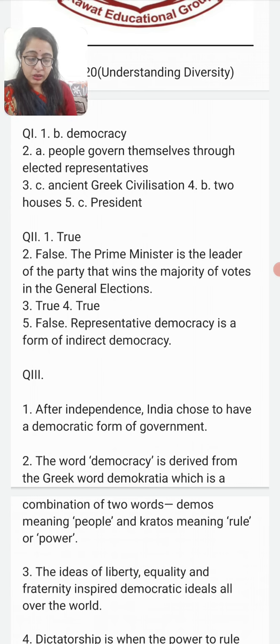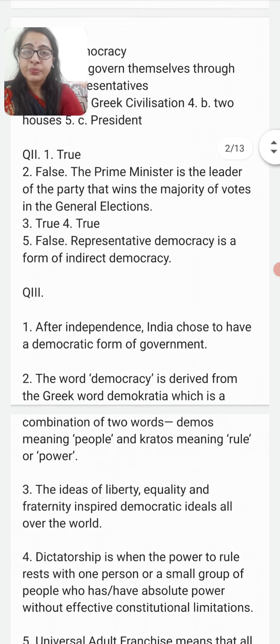Okay, now second question. Fourth: legislature, the law-making body in India, has. So how many houses are there in the legislature? There are two houses, Lok Sabha and Rajya Sabha. Now, the head of the executive of the Union of India, who is the head of the executive? President is the head of the executive.